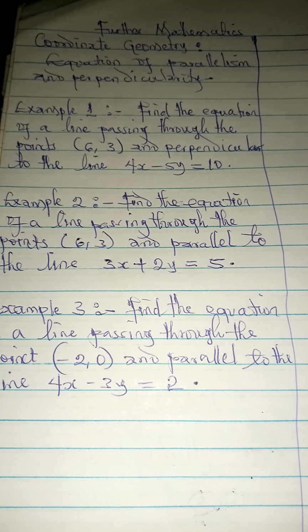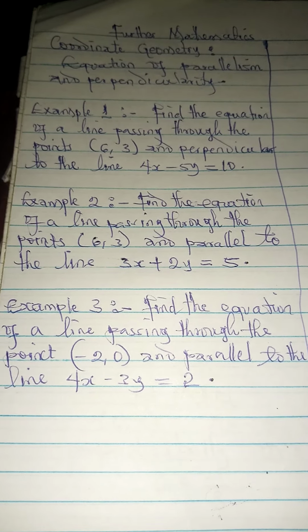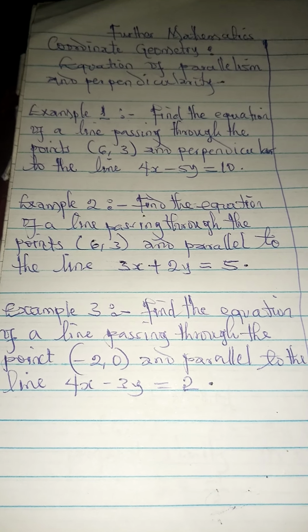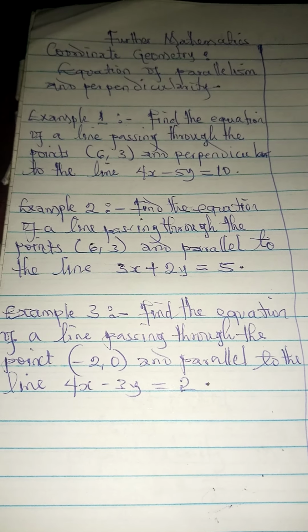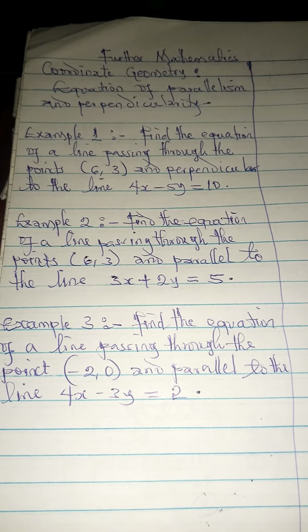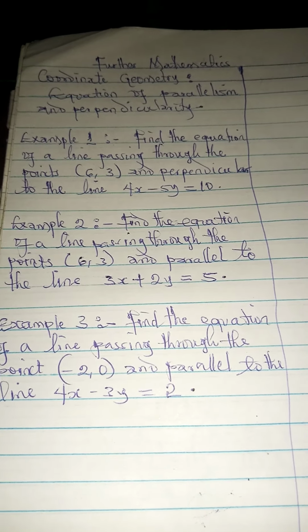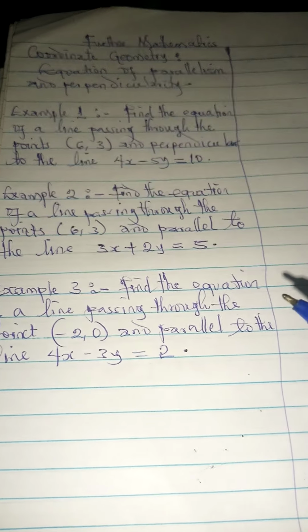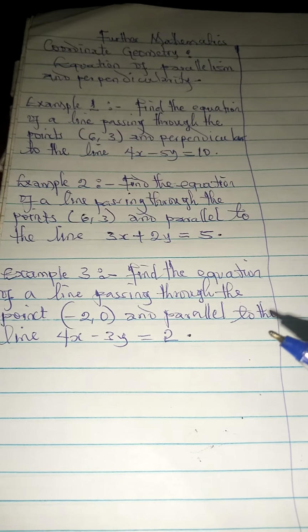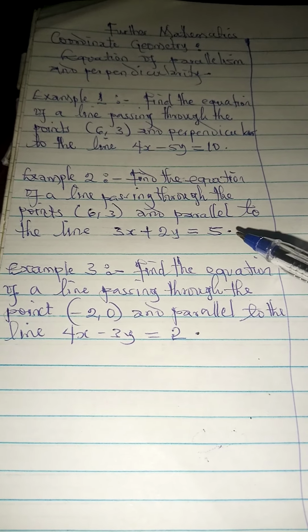Today we are going to continue from where we stopped last week, and that is coordinate geometry, equation of parallelism and perpendicularity. We are given assignments already, and most of you that attempted the assignments, you did well. However, I'm still going to do the correction for you. So example number 1 and 2 are the questions for the assignments. So it means that what we'll be doing now, we'll be doing the correction alongside with today's work.